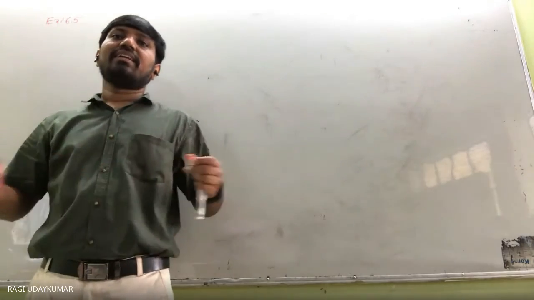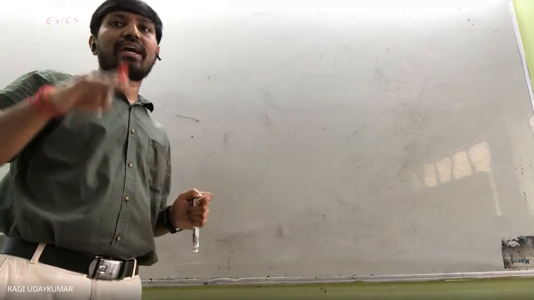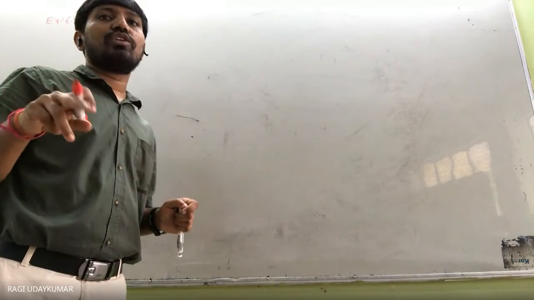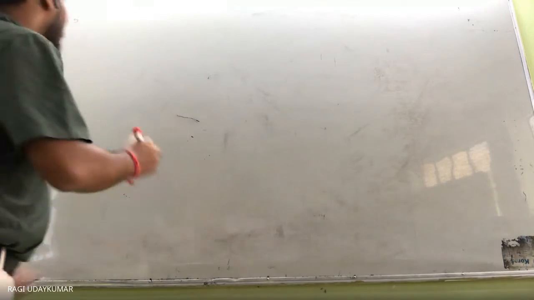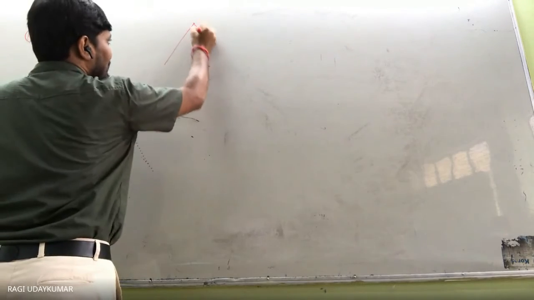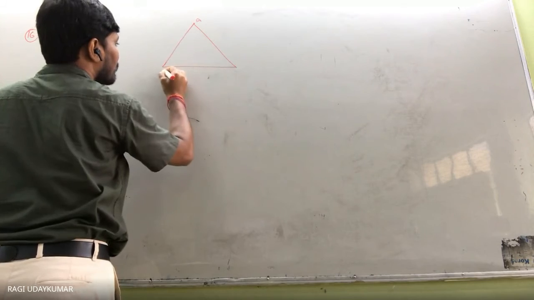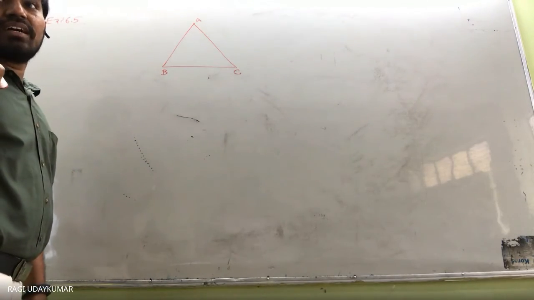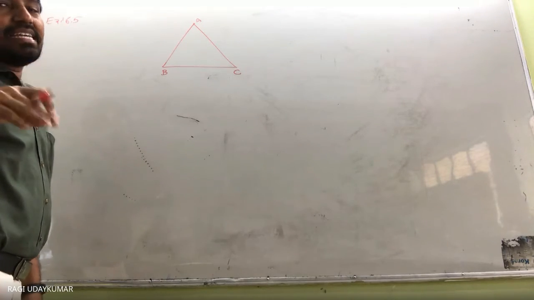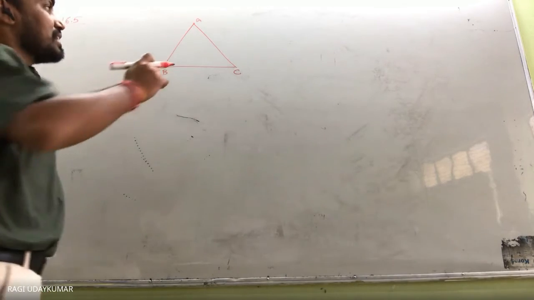16th question, see here. In an equilateral triangle, prove that 3 times the square of one side is equal to 4 times the square of one of its altitudes. So what is required for us to prove here? An equilateral triangle, let us take it. And altitude is given. 3 times the square of one side is equal to 4 times the square of one of its altitudes.